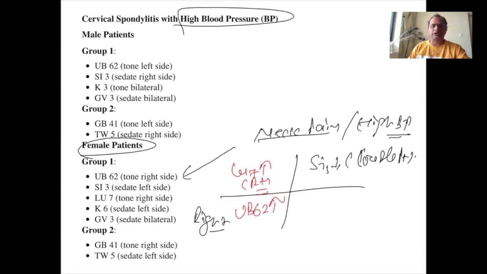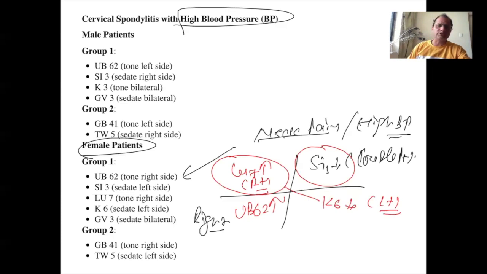So we are making the circuit in the way that one side will be SI3, other side will be lung 7. So lung 7 tonification on the right side and kidney 6 sedation on the left. So lung 7 we will be taking on the other side of the SI3.